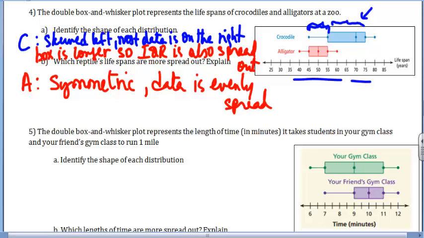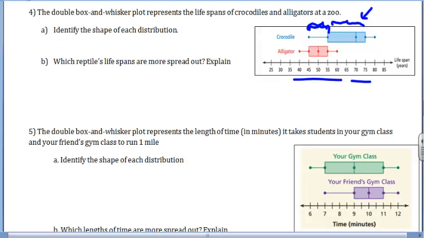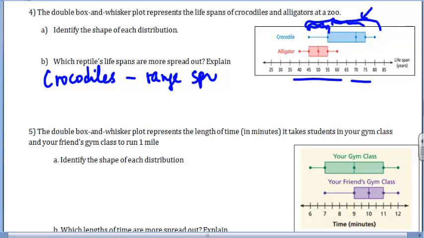Okay. They are asking which reptiles' lifespans are more spread out. If you look, which one is more spread out on the number line? The crocodiles. So crocodiles' lifespans are more spread out because the range, which is the whiskers, is more spread out. Okay. Let's move on to the last question.